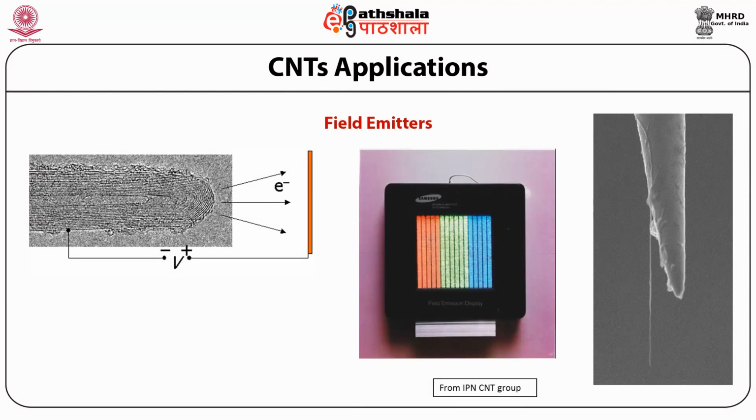Let us discuss the application in field emitters. Field emission results from the tunneling of electrons from a metal tip into vacuum under application of a strong electric field. The small diameter and the high aspect ratio of CNT are very favorable for field emission. Even for moderate voltage, a strong electric field develops at the free end of supported CNTs because of their sharpness.